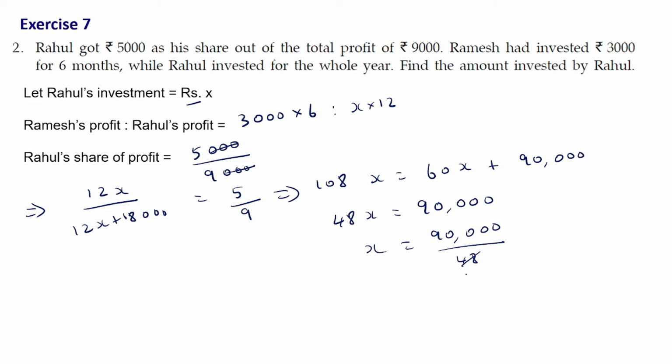So if it is going in 3, so x is equal to rupees 1,875.